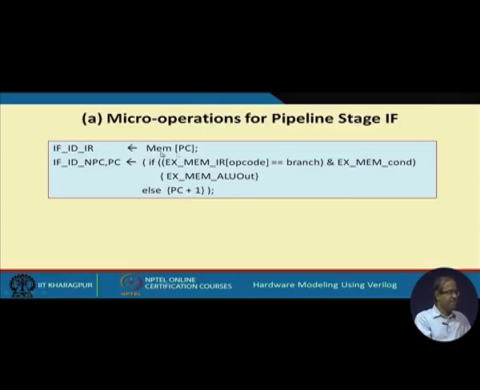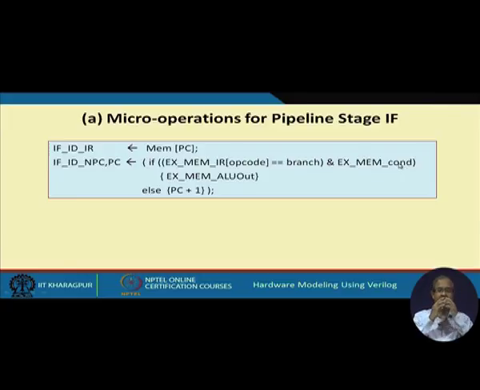We are fetching the next instruction, mem PC. Earlier we mentioned that we are storing it in IR, but now we are saying it will be IF underscore ID underscore IR. This IR will be part of the IFID latch. Then we check whether the opcode is a branch and the branch condition is true.